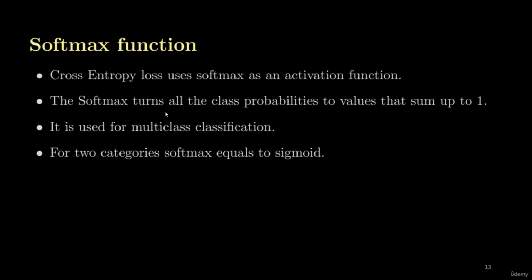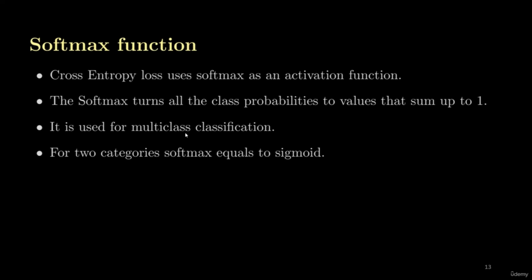The softmax turns all the class probabilities into values that sum up to 1. Now we know that the cross entropy loss depends upon the probabilities which are given by the model, or which are predicted by the model. So what softmax does with those probabilities is that it transforms them to such values that can sum up to 1. It is used for multi-class classification.